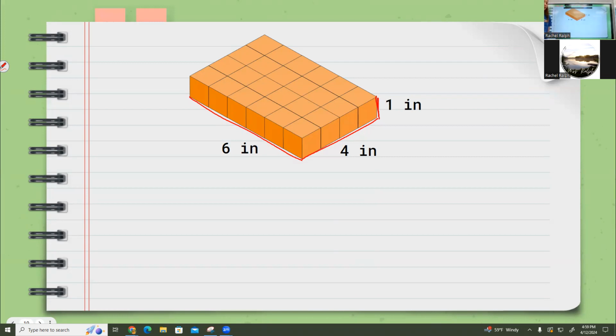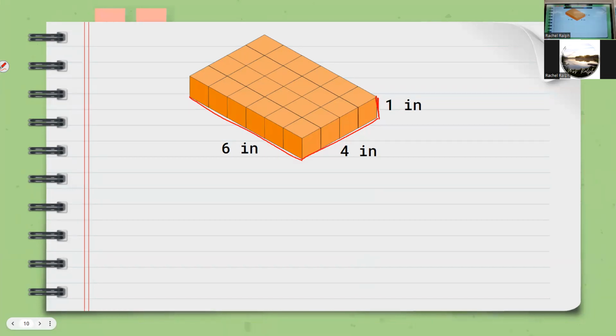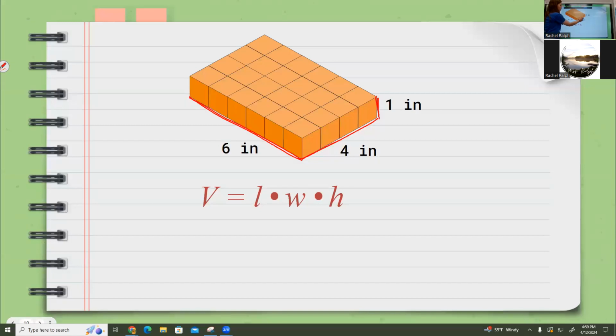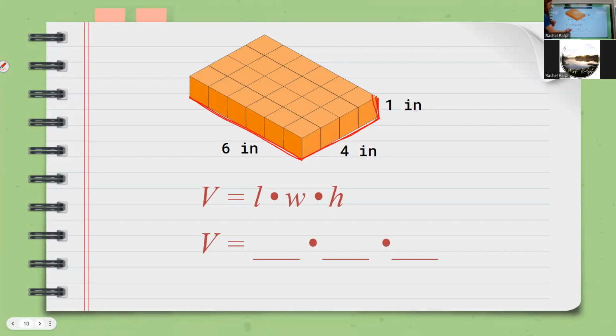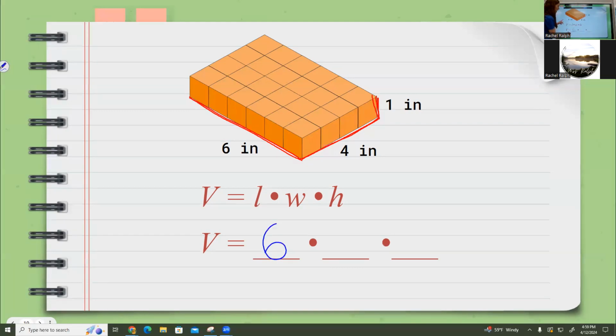We want to find the volume of this shape. We want to find how many cubes, how many cubic units fit inside of this shape here. We can do that by using this equation here. Volume is equal to our length times our width times the height. So our length is 6 inches. Our width is 4 inches, and our height right now is just 1 inch.